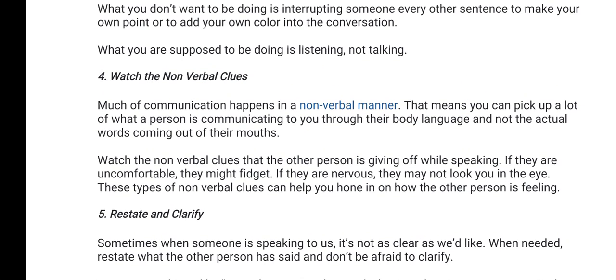Next is watch the non-verbal clues. So non-verbal communication also plays a very important role in face-to-face communication. So being a listener, you must also notice the non-verbal clues. You must notice the non-verbal gestures, movements, the facial expressions of the speaker, and this is going to help you to understand the speaker.